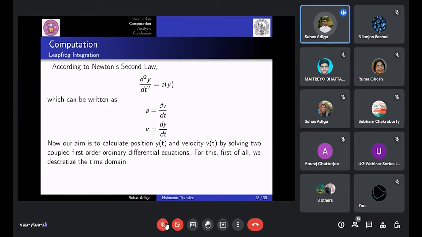So first of all, to do so, we have to discretize the time domain. That is, let's say you reach from point A to point B in 100 seconds. If you have to discretize, you will divide it into 100 time steps, that is 1 second, 2 second, 3 second, 4 second, and 5 second. And I'll calculate my position.